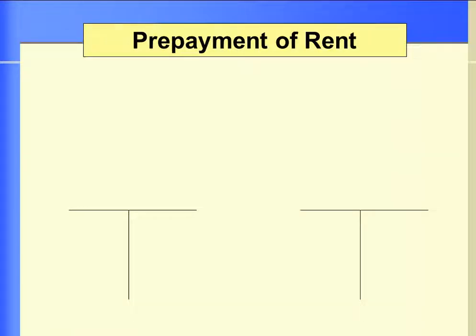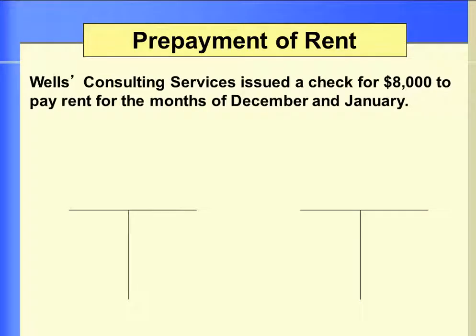Prepayment of rent. So when we prepay rent, say Wells sends me a check, they pay $1,000 a month, which is kind of low, but for this example, $1,000, and they send me $6,000. So that $6,000 will go on the books as an asset, and each month we'll debit prepaid rent expense, and we're going to reduce the asset prepaid rent.